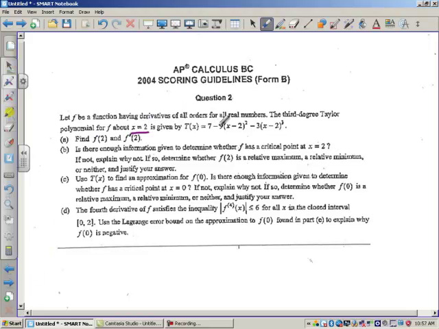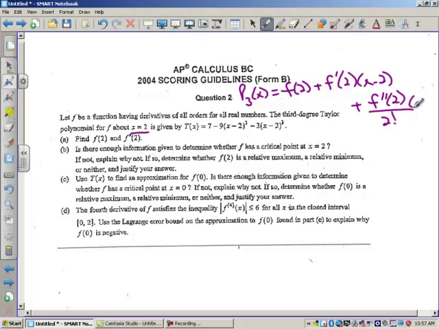Now, for a Taylor polynomial, third degree Taylor polynomial form, it looks like this. F of 2 plus f prime of 2 times x minus 2, and then plus f double prime of 2 over 2 factorial times x minus 2 squared, and then plus f triple prime of 2 over 3 factorial times x minus 2 cubed. So what is f of 2? Well, f of 2 is right here as this constant term, so that's fairly easy. F of 2 would be 7.